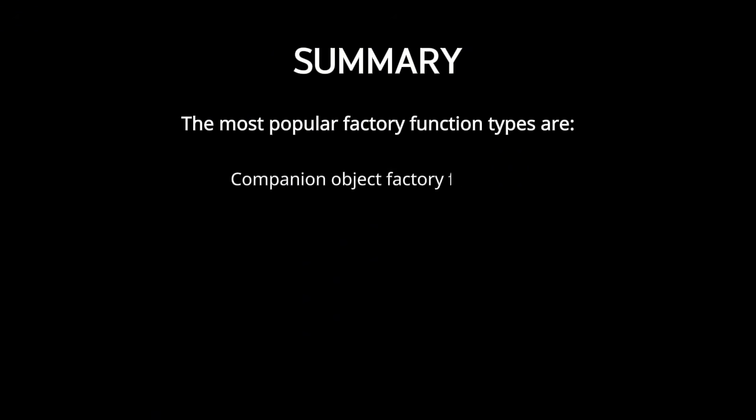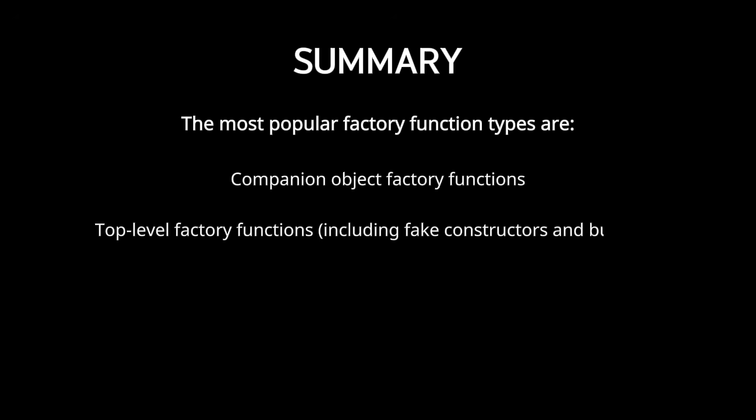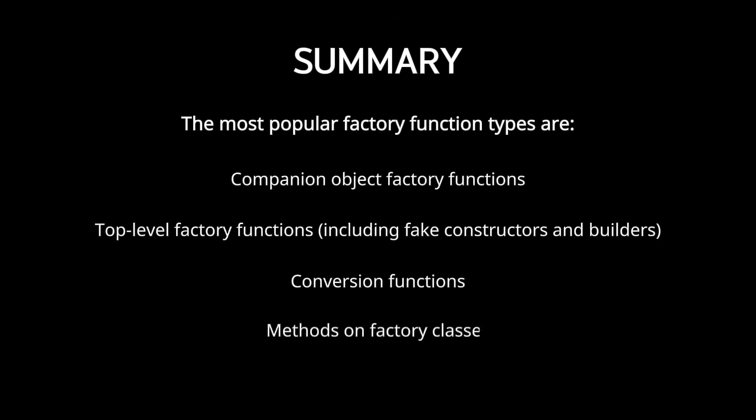Summary. As you can see, Kotlin offers a variety of ways to specify factory functions, and they all have their own use. We should have them in mind when we design object creation. Each of them is reasonable for different cases. The most important thing is to be aware of the differences between them and to use them appropriately. The most popular factory function types are companion object factory functions, top-level factory functions including fake constructors and builders, conversion functions, and methods on factory classes.